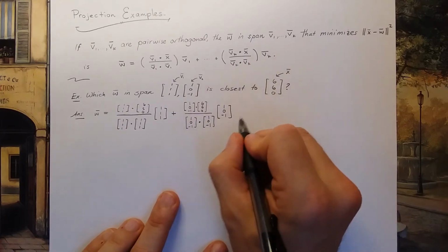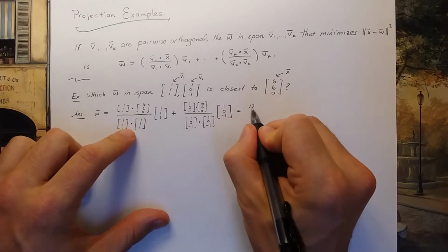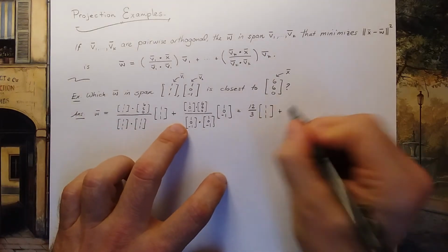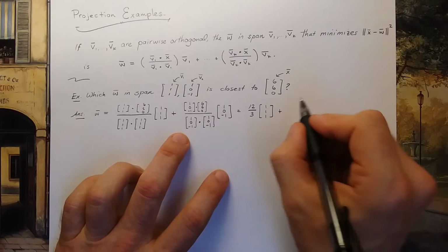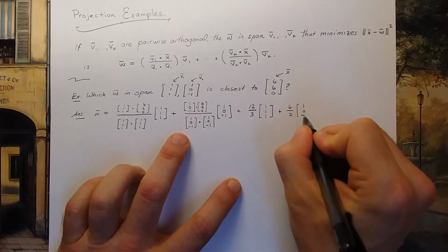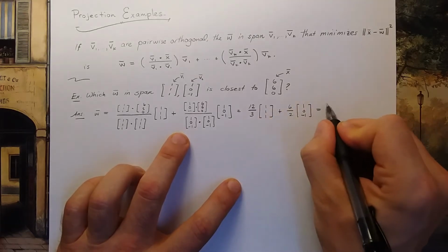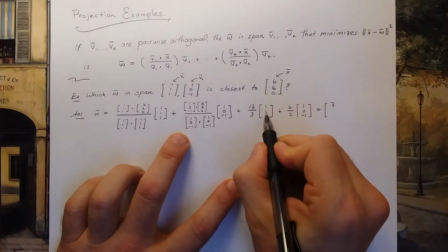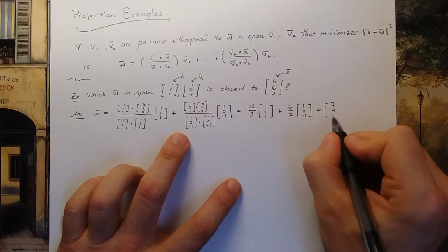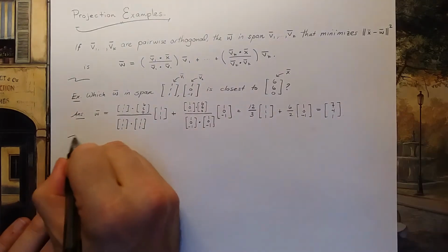Let's see what you get here. So this would be 12 over 3 times the vector 1, 1, 1. Plus, let's see here, the dot product would be 6 over 2. So 6 over 2 times the vector 1, 0, negative 1. So that would be 4 plus 3. I guess I get 7. And 4 plus 0, 4. And 4 minus 3, which is 1. Okay. Let's do another example.